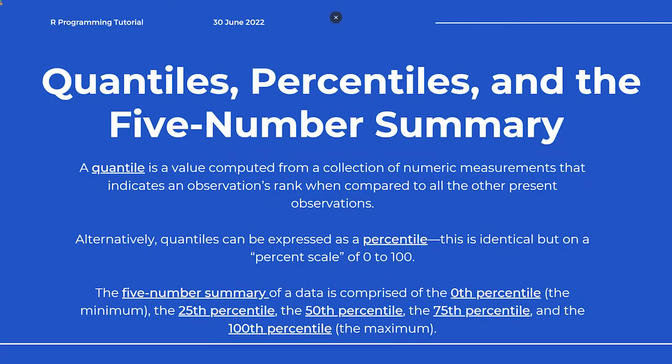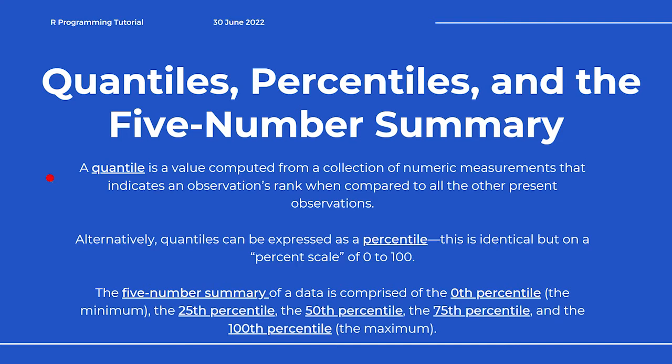So the next concept is quantiles, percentiles, and the five-number summary. A quantile is a value computed from a collection of numeric measurements that indicates an observation's rank when compared to all other observations. For example, the median itself is a quantile. It gives you a value below which half of the measurements lie. So it is called the 0.5th quantile.